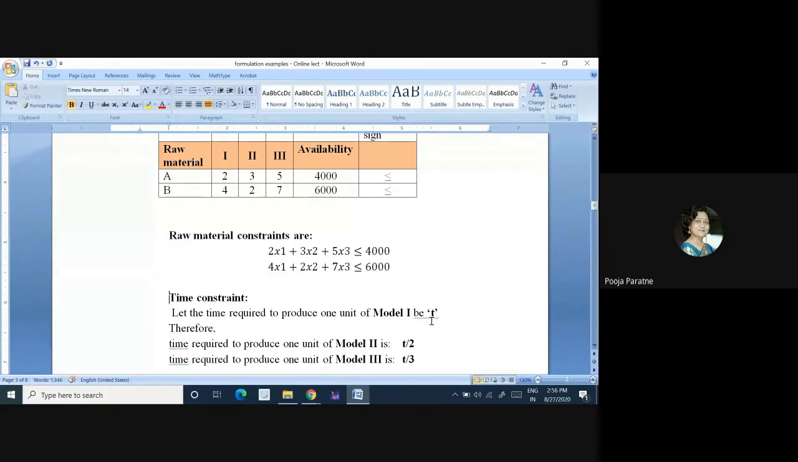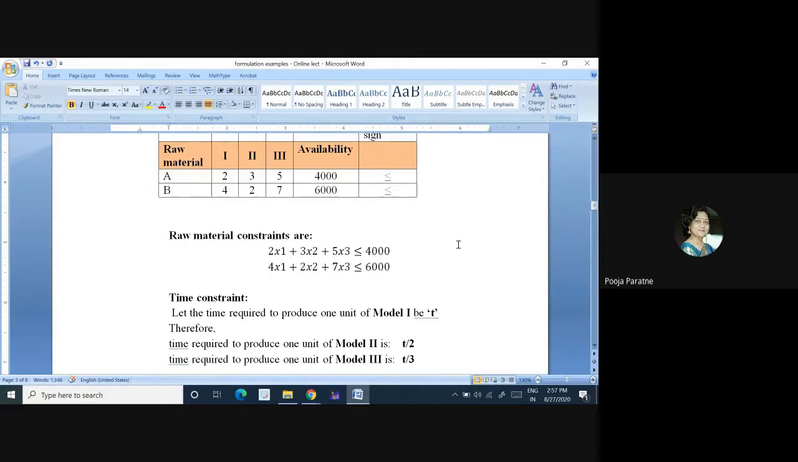Here we will define the time for model 1. Let it be, suppose, t. Therefore the time required to produce 1 unit of model 2 is t by 2, obviously, because model 2 requires twice the time of model 1. Then the time required to produce 1 unit of model 3 is t by 3, as model 3 requires 3 times the time as compared to model 1.